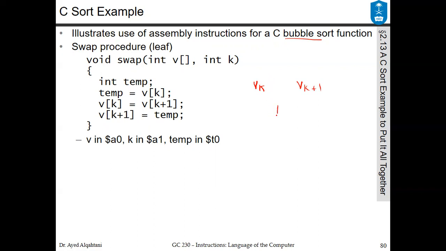So what you do, you define a temporary value, and first you get the value of v[k] and assign it to the temporary variable. Since you saved it, you can now overwrite the value in v[k] by the value in v[k+1]. That's the second step. And the last step, you take the temporary value that was originally the value in v[k] and assign it to v[k+1]. Those are the three steps you can see here.